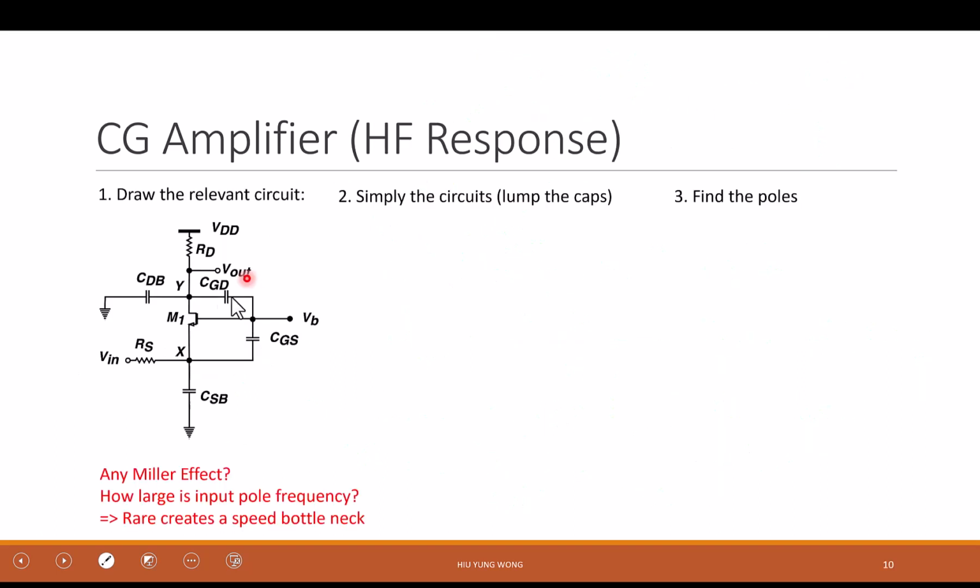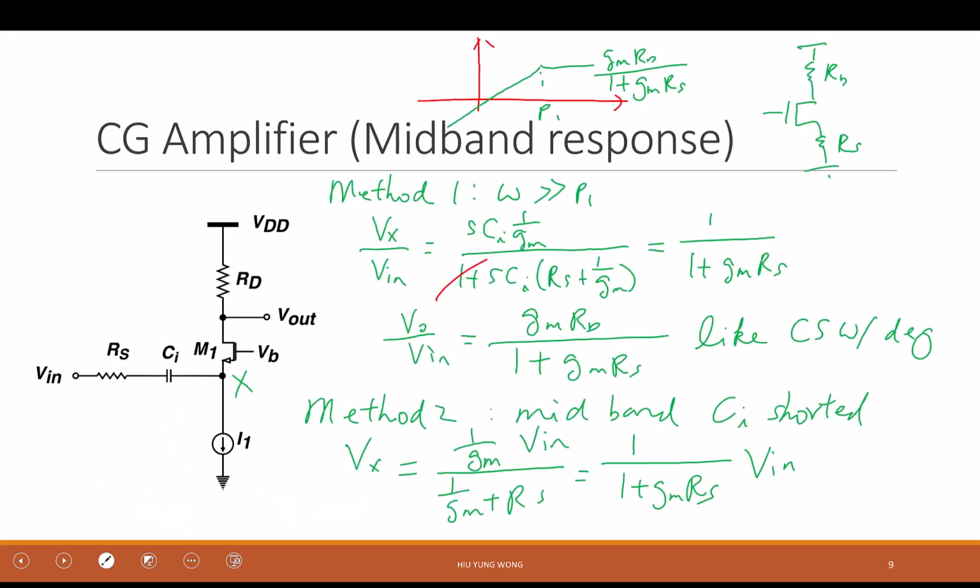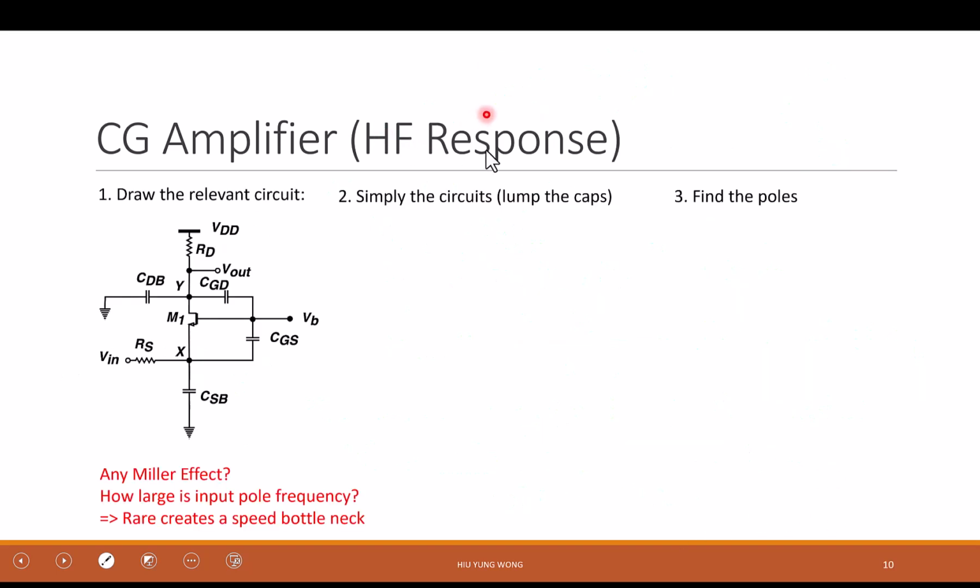In this case, I need to draw the capacitors. So here, where is my Ci, however? Isn't there a Ci here before? Yeah, I shorted it, right? Because even at mid-band, I already shorted it. Now you are at even higher frequency, then of course it is still shorted, right? 1 over omega C is the impedance, right? Now the omega is even higher, then it is shorted. Then I have 4 capacitors, right?